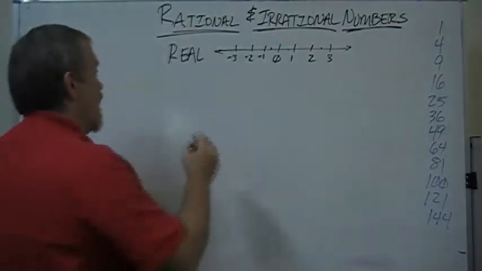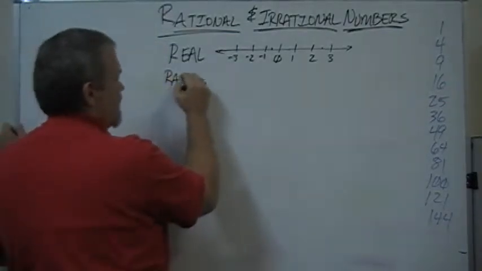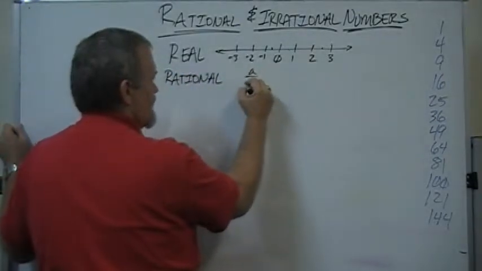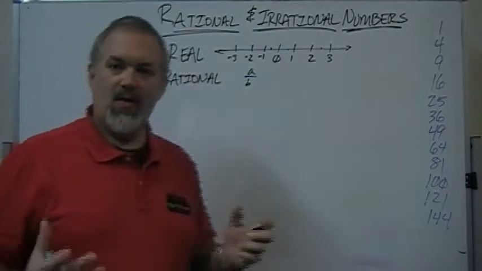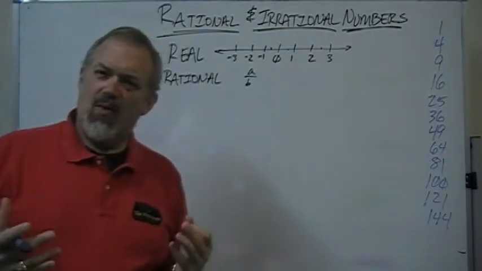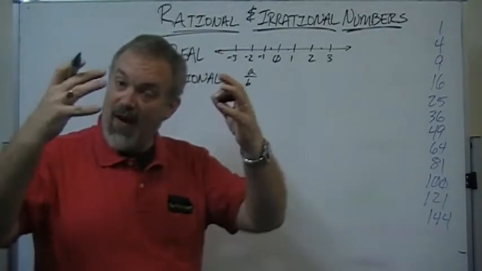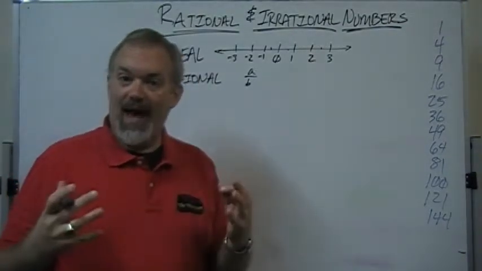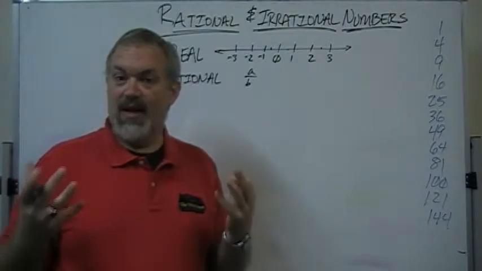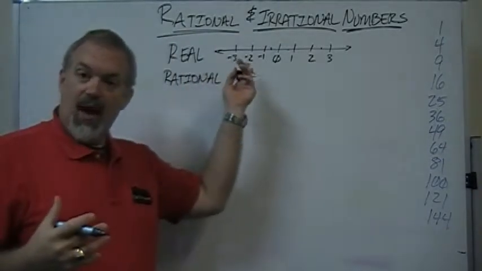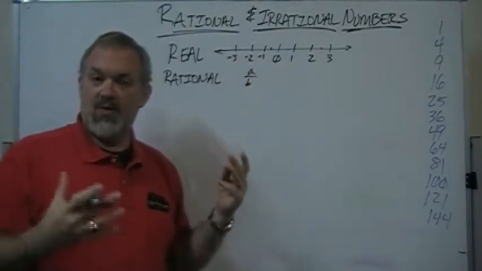The first kind is rational numbers. Rational numbers are those numbers that can in some way be expressed as a fraction. Okay, A over B. Now you may be thinking, wait a minute, 5 isn't a fraction. Well, 5 is a fraction. It can be expressed as 5 over 1. 2.5 can be expressed as a fraction, as 5 halves. Same with negative numbers. -2 could be expressed as -2 over 1.